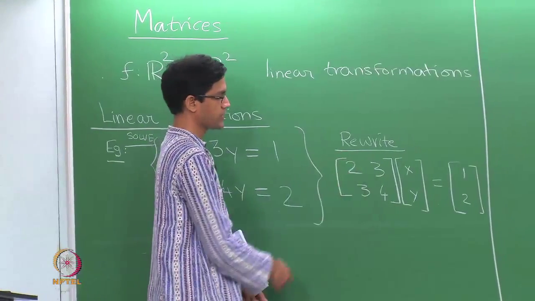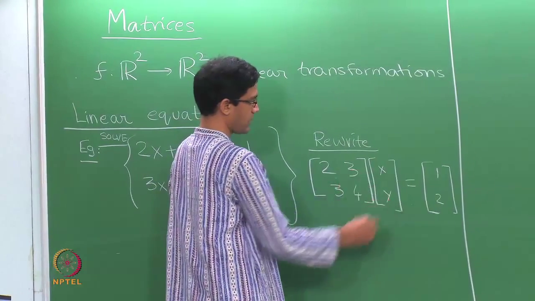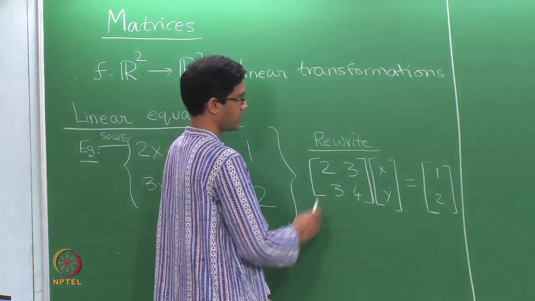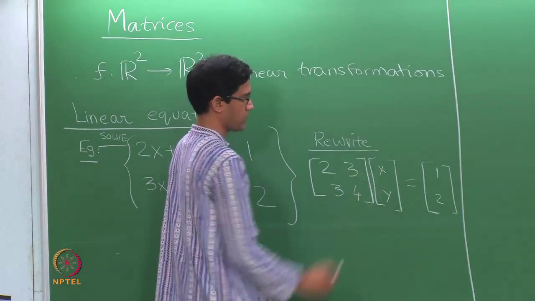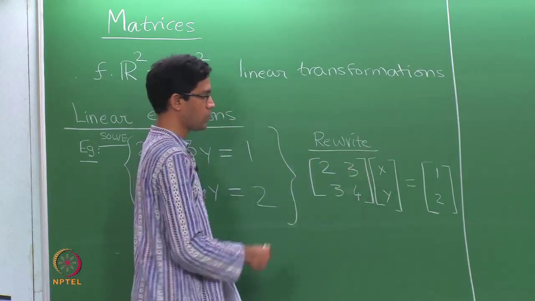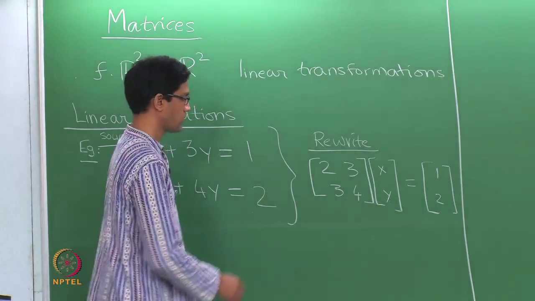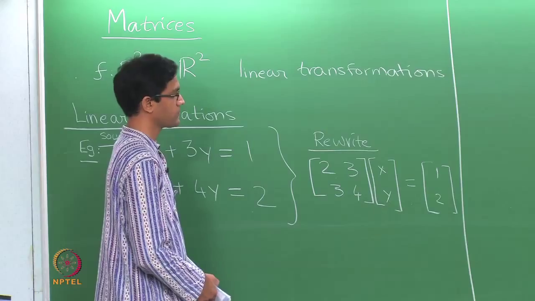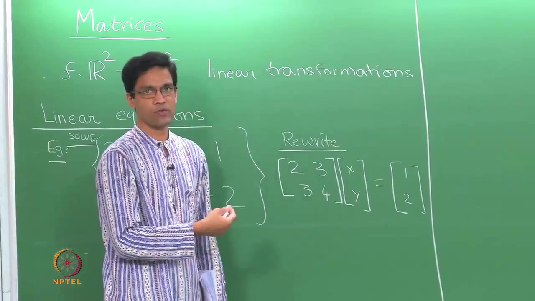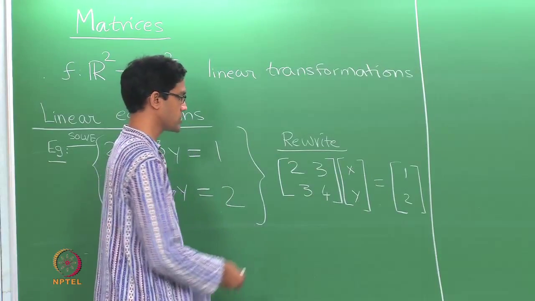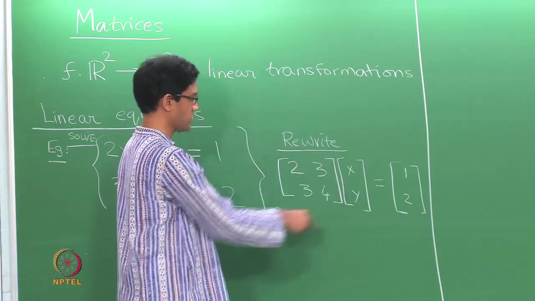As is easy to check, the definition of matrix multiplication says you need to do 2 times x plus 3 times y. That's the first coordinate that you get when you multiply them out, and the second one is 3 times x plus 4 times y. Okay, and when you equate these two, all you get is the equations 2x plus 3y is 1, 3x plus 4y is 2. So these are two equivalent ways of writing the same thing, but this suggests a way of solving it. So what's the usual way of solving such systems of linear equations? We multiply both sides of this equation by the inverse of this matrix.